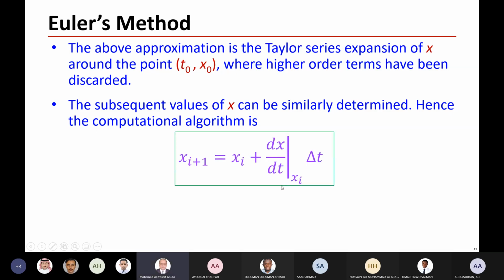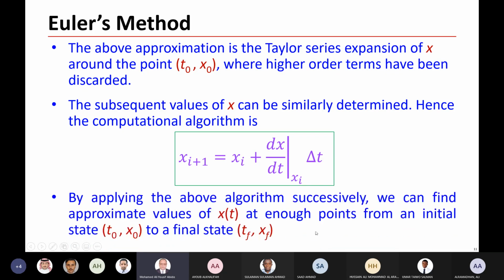And the computational algorithm is as such: x i plus 1 equals x i plus dx by dt times delta t. By applying the above algorithm successively, we can find the approximate value of x of t at enough points from an initial state to a final state. If you need to solve for a final time, 5 seconds or 3 seconds or whatever, you can continue until you reach the final time.